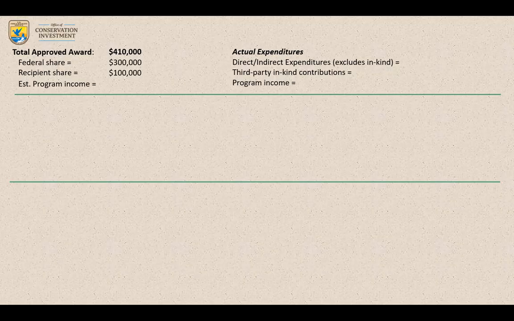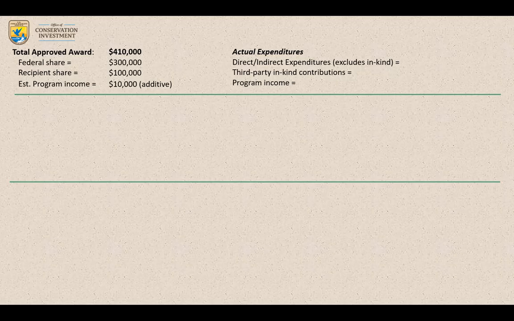The recipient has anticipated that they will earn $10,000 in program income during the award and has indicated that they will treat the program income additively, meaning that the program income earned will be applied to eligible project costs, adding to the amount of work and total expenditures the recipient will incur on the overall project. We see this reflected in the total approved award amount of $410,000, which is equal to the federal share plus the recipient cost share plus the anticipated additive program income.